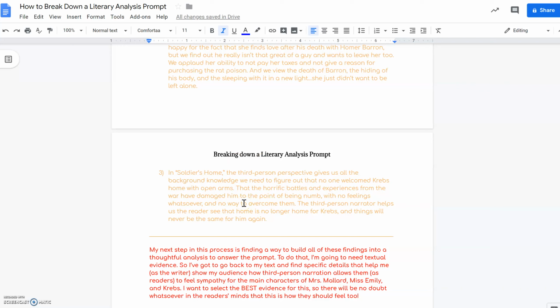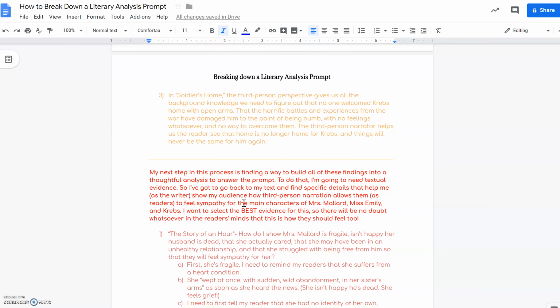So in Soldier's Home, the third-person perspective gives us all the background knowledge that we need to figure out that no one welcomes Krebs home with open arms, that the horrific battles and experiences from the war have damaged him to the point of being numb with no feelings whatsoever and no way to overcome them because no one is helping him. The third-person narrator also helps us see that home is no longer home for him, and things will never be the same ever again.